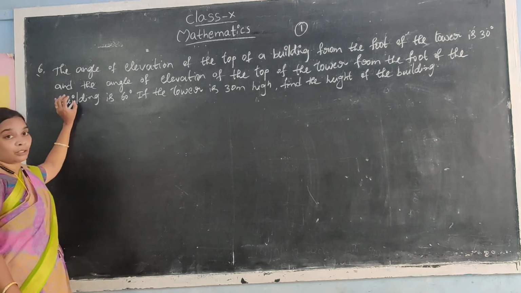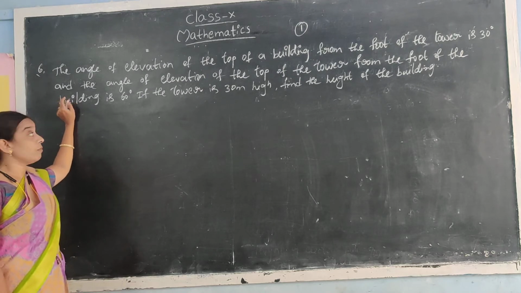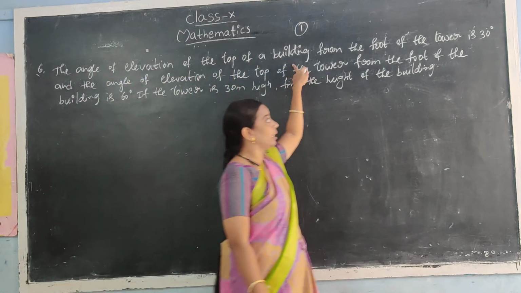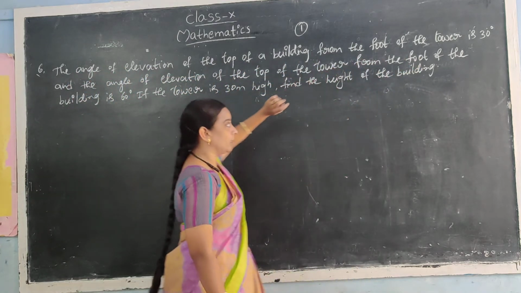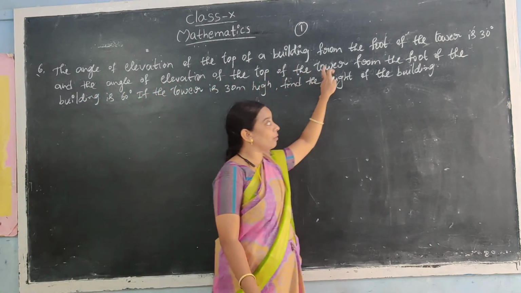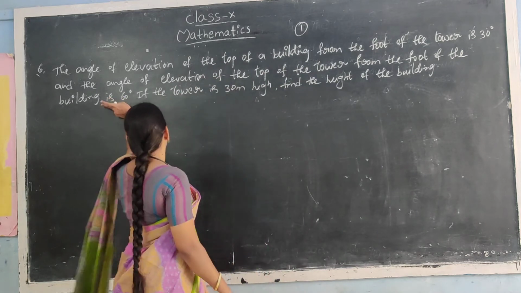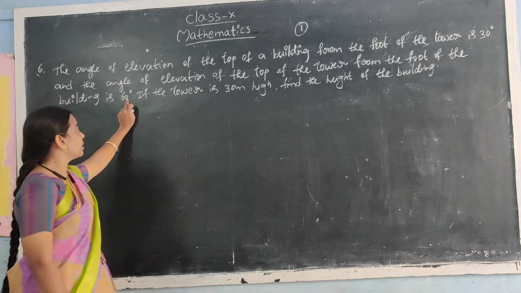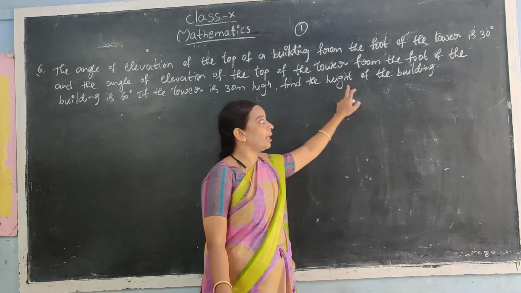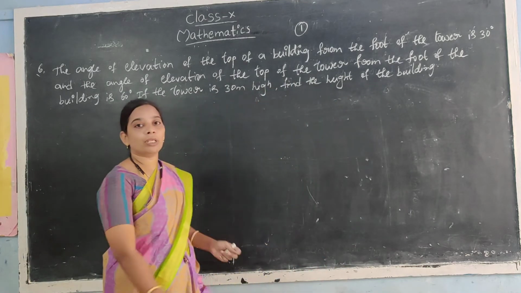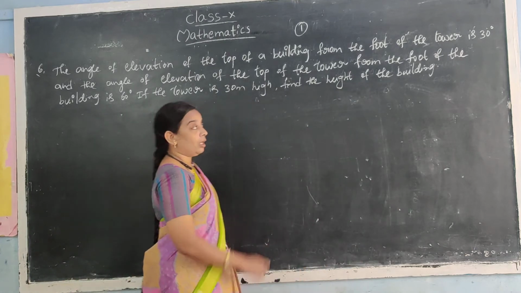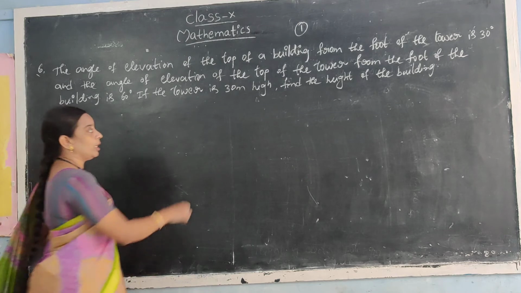Now the next question, question number 6. See this. First read the question. The angle of elevation of the top of a building from the foot of the tower is 30 degrees and the angle of elevation of the top of a tower from the foot of the building is 60 degrees. If the tower is 30 meters high, find the height of the building. In this situation, we want to calculate the height of a building. Related to this situation, first of all draw a neat diagram.